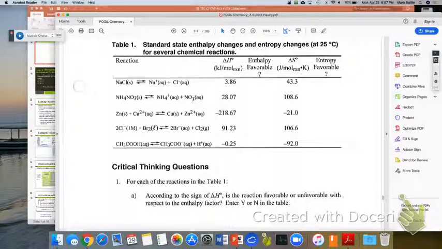All right, everyone. I'm promising to try to get you as far as I can in these 2 days of class, so I'm going to be pushing the pace, all right? So how do we determine whether it's favorable according to enthalpy?